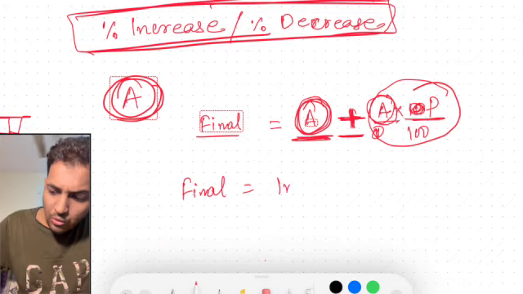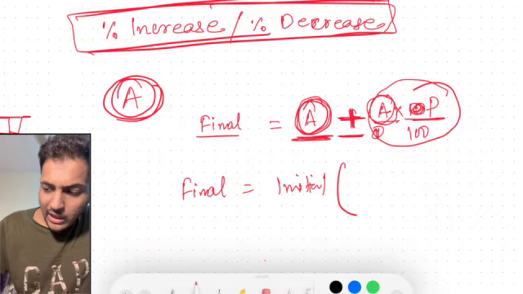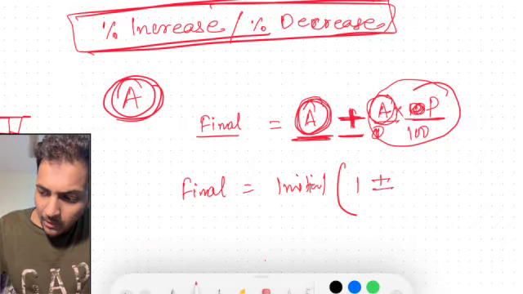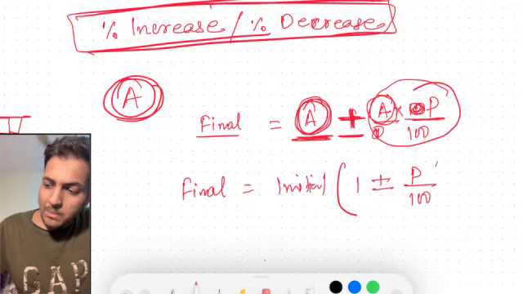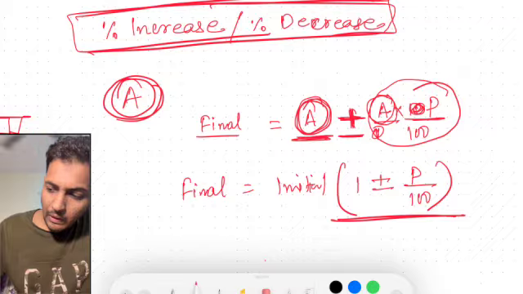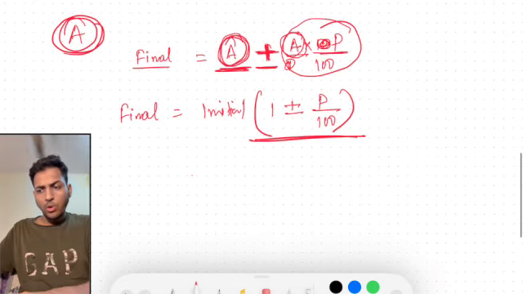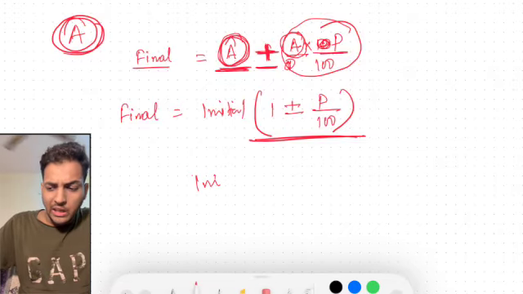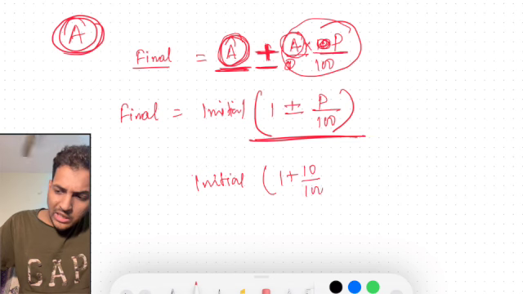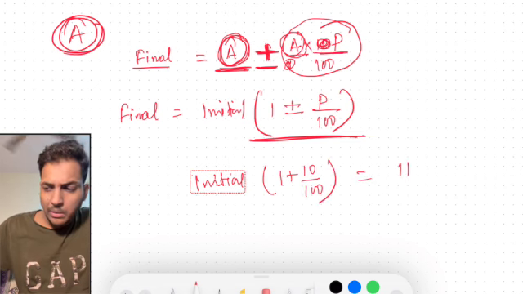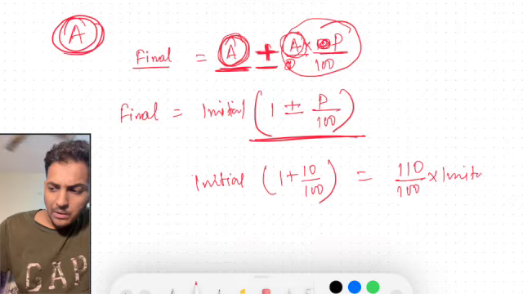Final is equal to initial. You can take A common here. Initial times 1 plus minus, plus in case of increase and minus in case of decrease, P by 100. Now you see, very easy. That means suppose we have to get 10% increase. That means initial times 1 plus 10 by 100. Now how much will this be? 110 by 100 into initial.